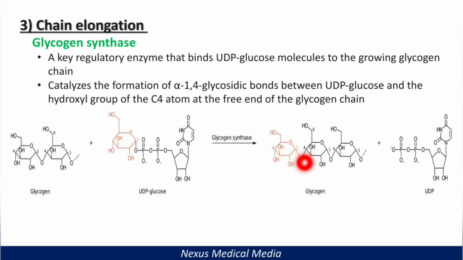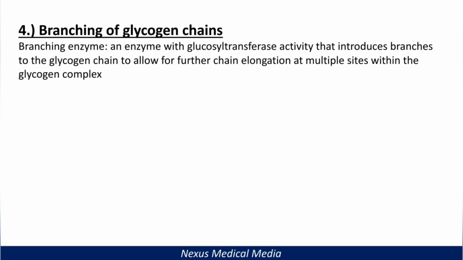So the 1,4-glycosidic bonds are being formed here, right? And the enzyme glycogen synthase. Right, so this enzyme is actually a rate limiting or rate determining enzyme in glycogenesis. Right, so we made a long chain of glycogen.